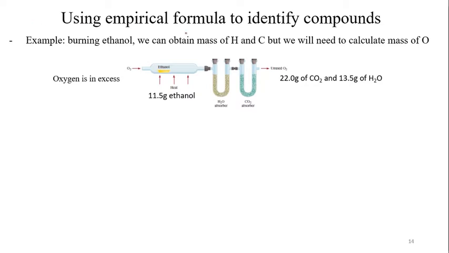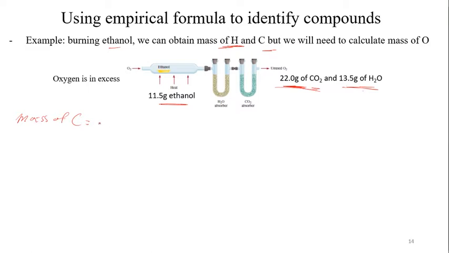I can use the empirical formula to identify compounds. For example, if I burn ethanol, I can obtain the mass of hydrogen and the carbon. From that, I can calculate the mass of oxygen. So if I burned 11.5 grams of ethanol in excess of oxygen, I can get 22 grams of carbon dioxide and 13.5 grams of water.